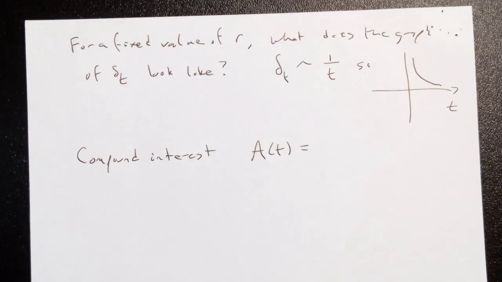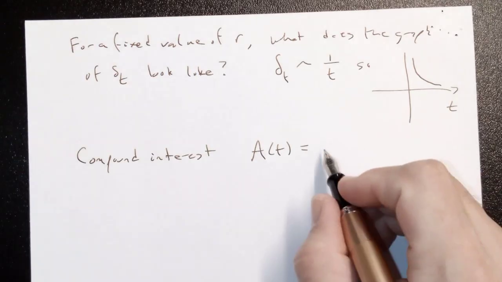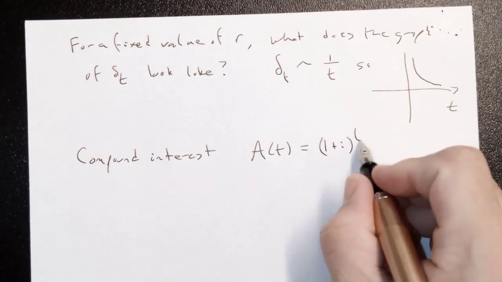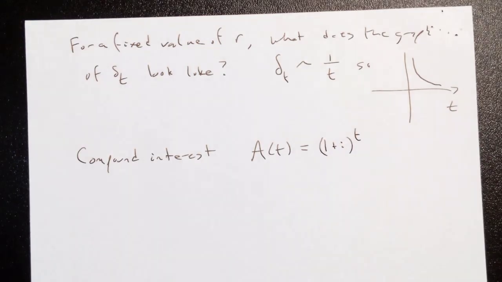One plus R, yeah. Aha, but I'm doing it in terms of t. So I'm going to write it as 1 plus i, or 1 plus R, to the t. Because now I'm not thinking of this with a fixed rate. I'm thinking about this continuously. What's the derivative of that?